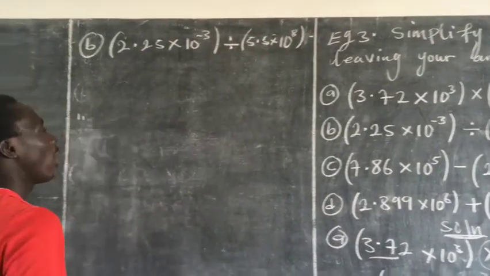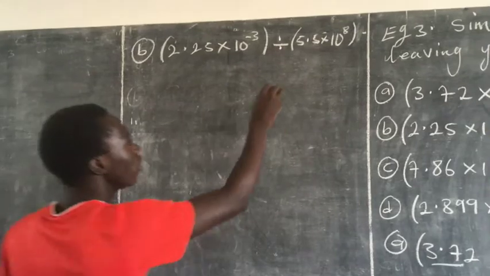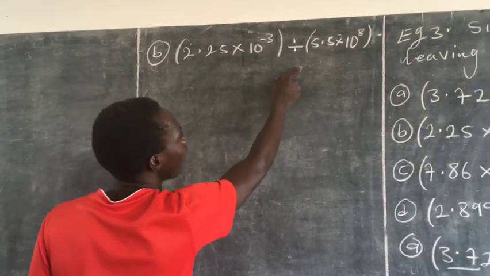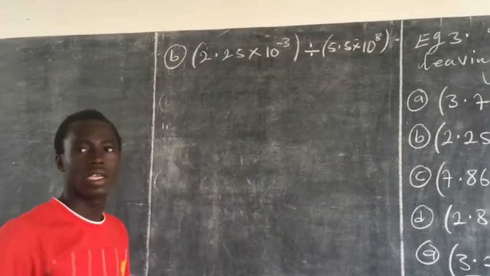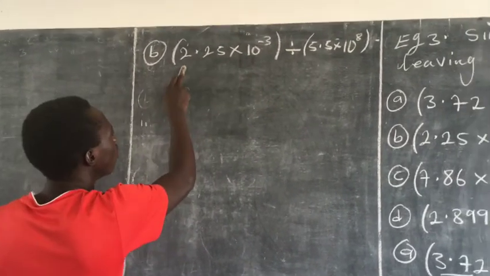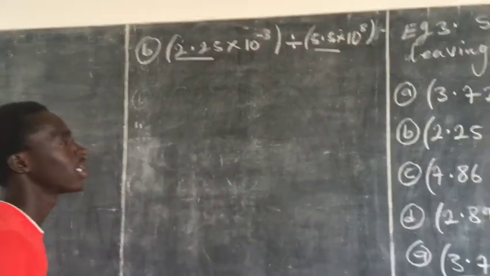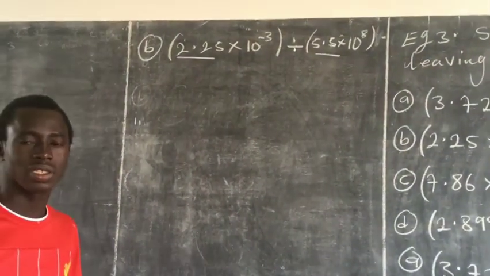12.5 times 10 to the power 8. Now, we have 2.25 exponent minus 3 divided by 5.5 exponent 8. So now, here also, we have to take these numbers here, divide them, take their powers, subtract them.